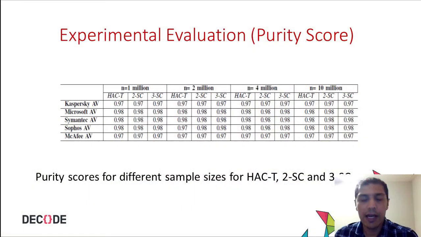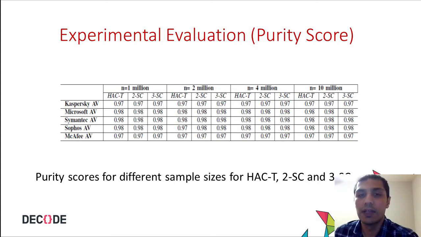So next up, as I explained the purity score earlier, here in this table there is an evaluation based on the purity score. Here I make use of the labels from the 5 AV vendors, which were extracted from the VirusTotal data feed. I varied the data size from 1 million to 10 million.